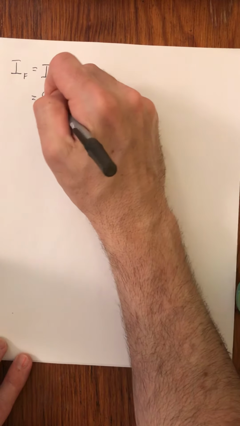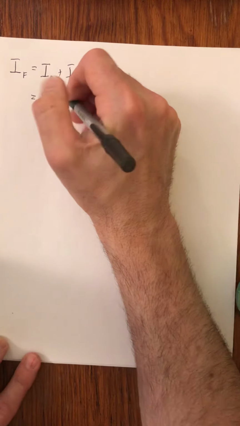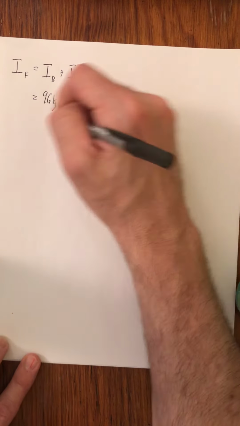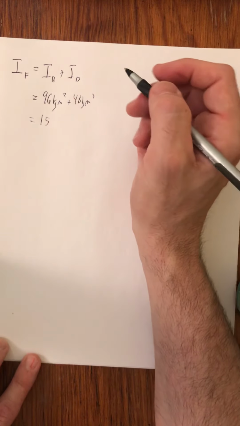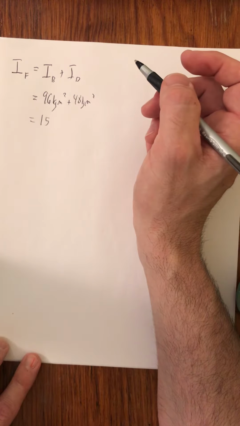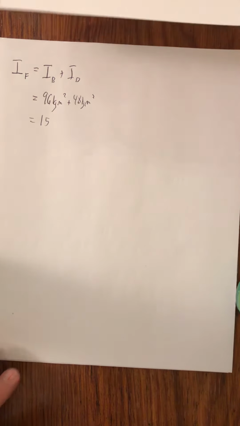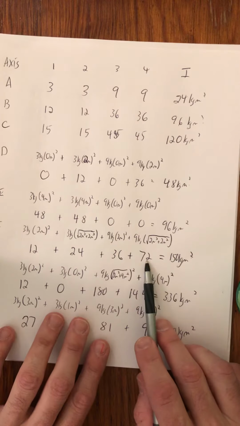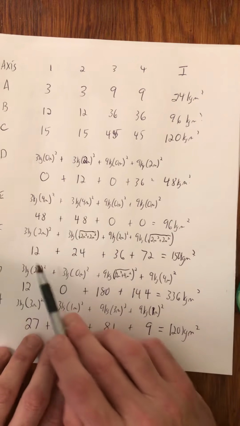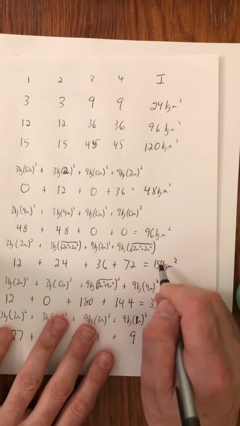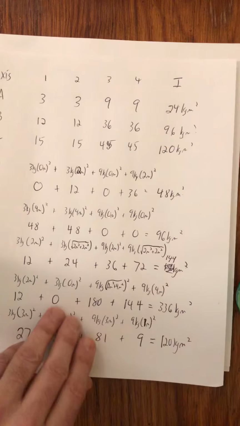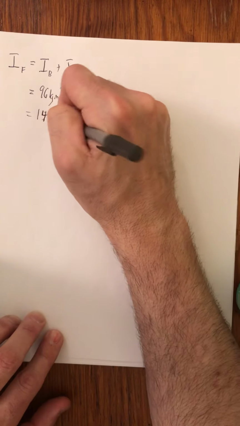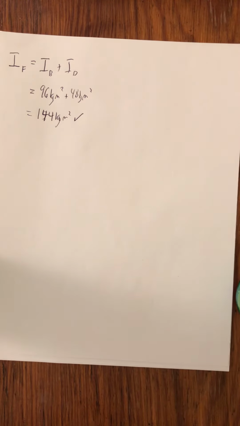Axis B, 96 kilogram meters squared. Axis D, 48 kilogram meters squared, which is equal to, if we do this, did I get my numbers right? Hold on a second. Going back here, did I add all of these up right? Oh no, I did not, because this should be 36 and 36 is 72. This should be 144, right? And if I add these up, these are indeed 144 kilogram meters squared. So check. Everything works out there. So perpendicular axis theorem, yay.